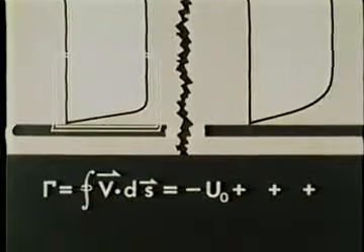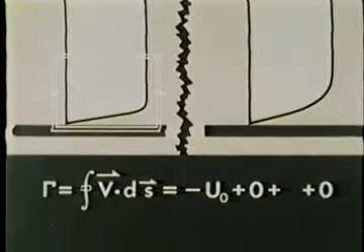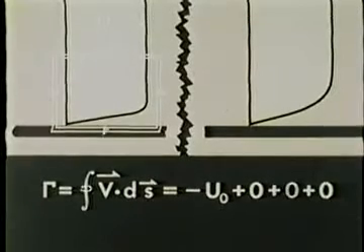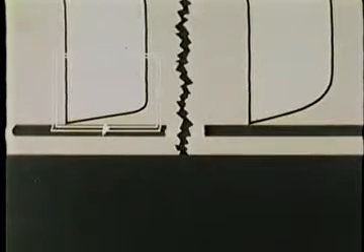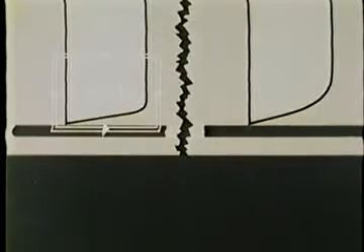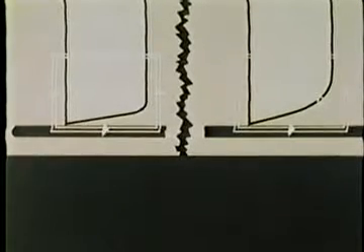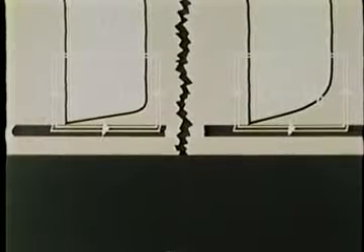At the top, the local velocity is parallel to the contour, but in the opposite sense. The components of velocity along the right and left parts of the contour are virtually zero. Because there is no slip, the velocity contribution to the circulation at the surface is in fact zero. Therefore, the circulation is minus the free stream velocity times a unit length. Downstream, the circulation is also equal to minus u0 times a unit length.